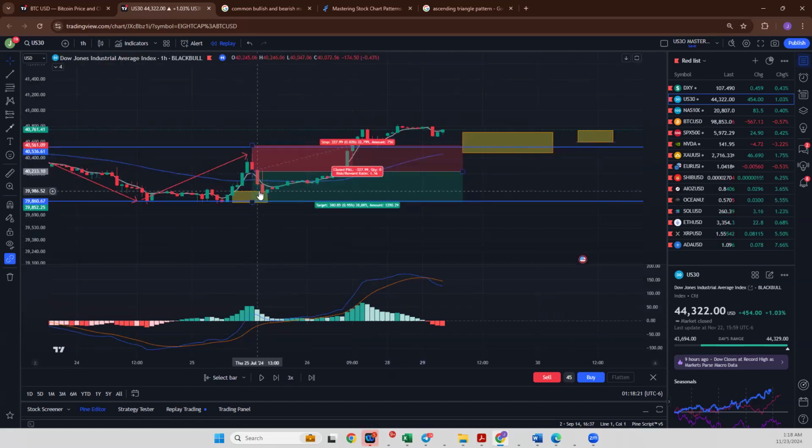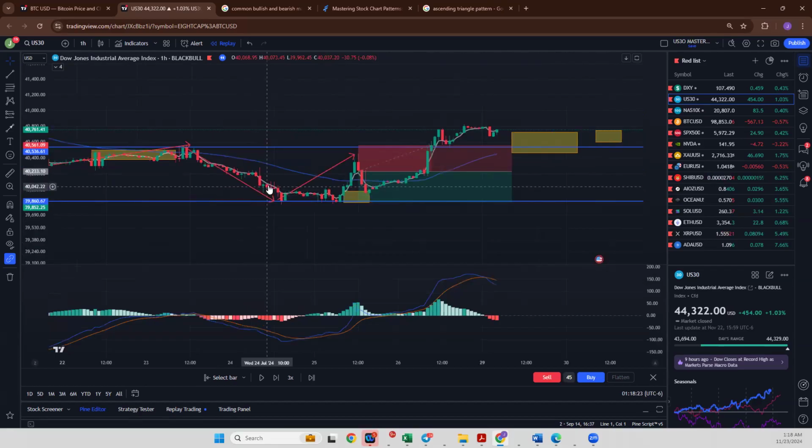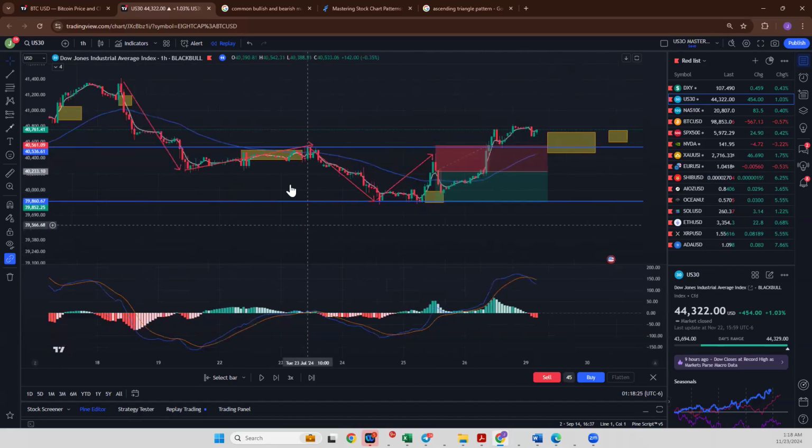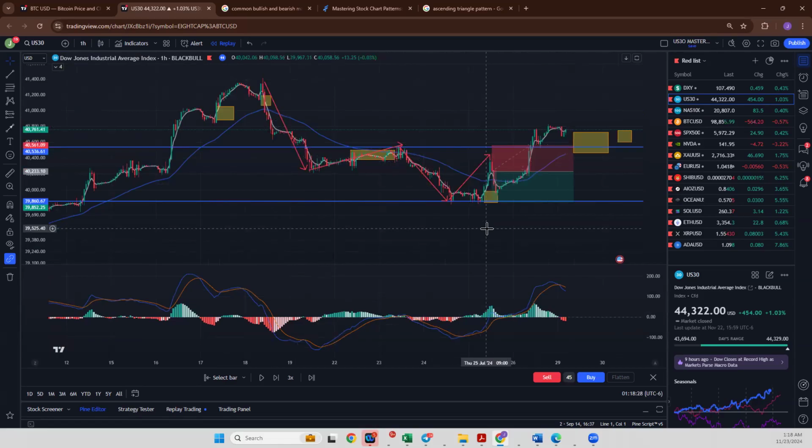Even though it does not hit it, it would have been the right thing to do. If you're considering the fact that this is making lower lows and lower highs, it would have been the right thing to do because you're in a downtrend. You want to take sell trades. You don't want to trade against the trend.